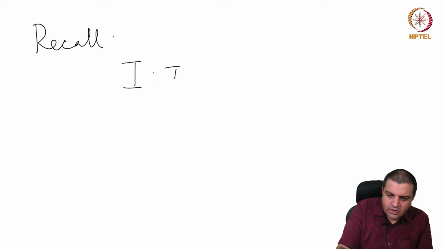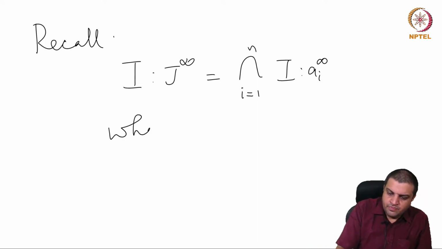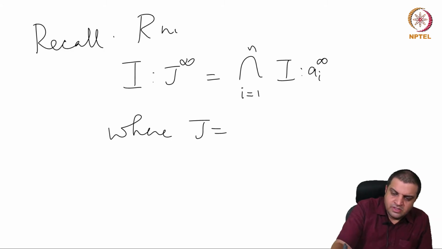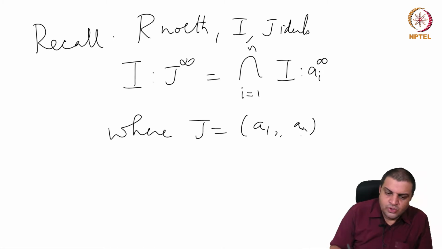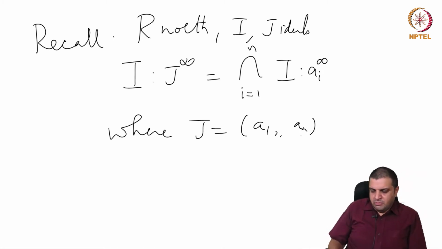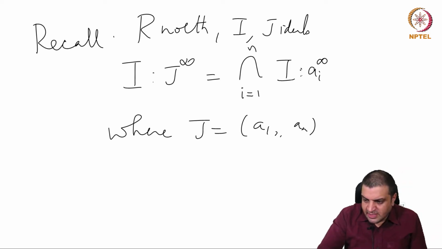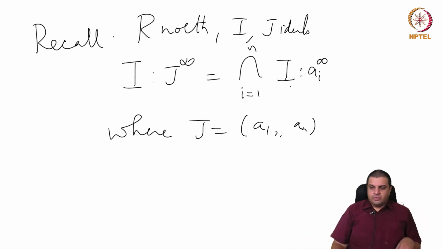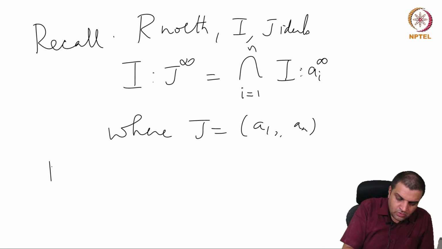I colon J saturation is the intersection of I colon a_i saturation, i from 1 through n, where, so this is all in Noetherian rings and I and J are ideals, and J is generated by these n elements. This we saw last time. So if we want to find a way to saturate elements, it might be useful to understand saturating with respect to one element.